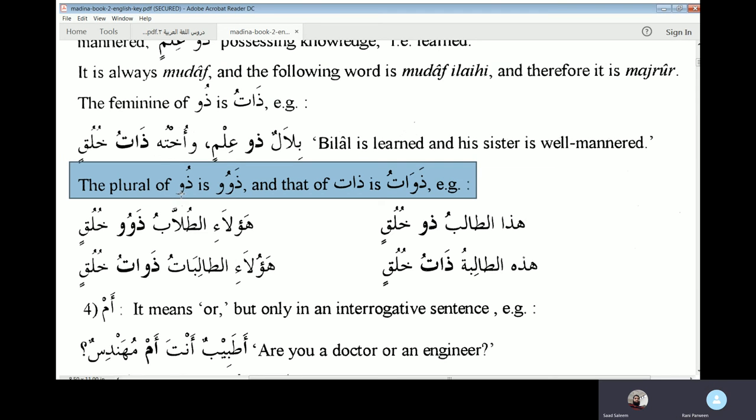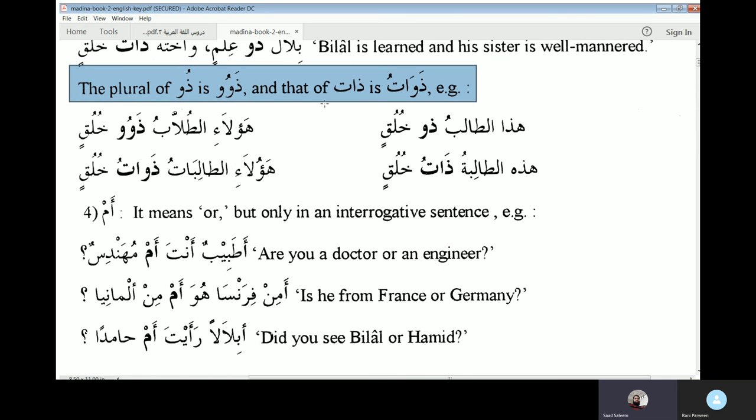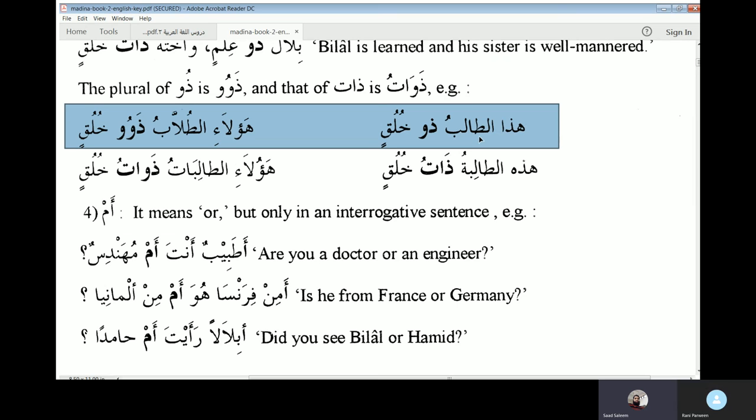The plural of zu is zawu. And that of zatu is zawatu. For example, hadha talib zu khuluq. Ha'ula'i tullab zawu khuluq. So you see that for one student we are using zu, but for plural students we are using zawu.